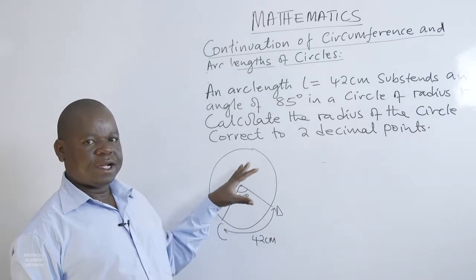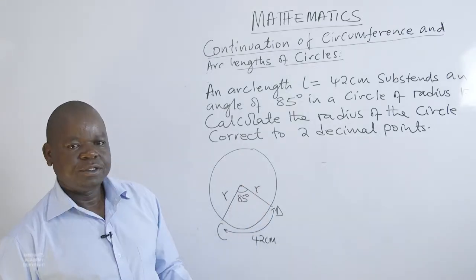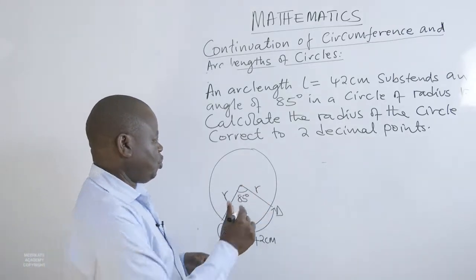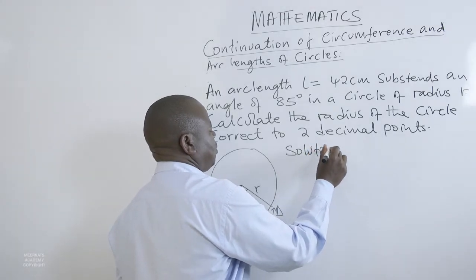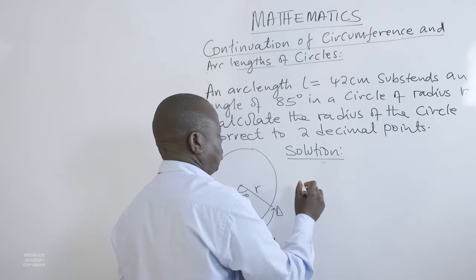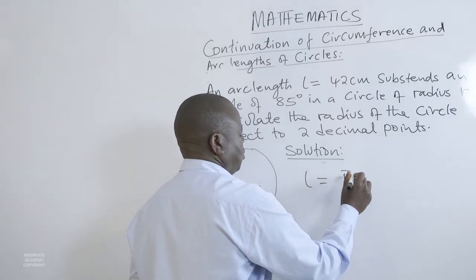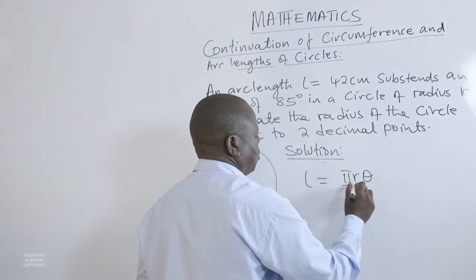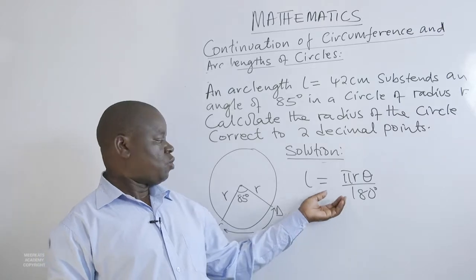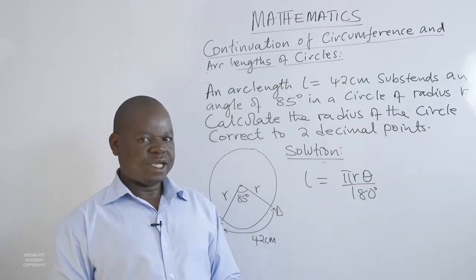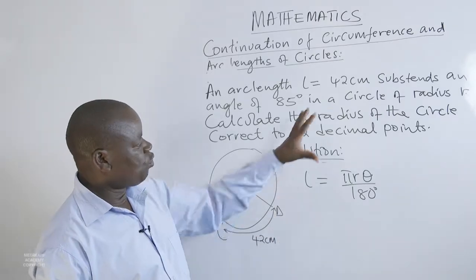So this is the diagram that will help us solve R. Find R. R is the unknown, so we use the general formula for our solution. L is equal to pi r theta over 180 degrees. So we do the first basic substitution of what we know.